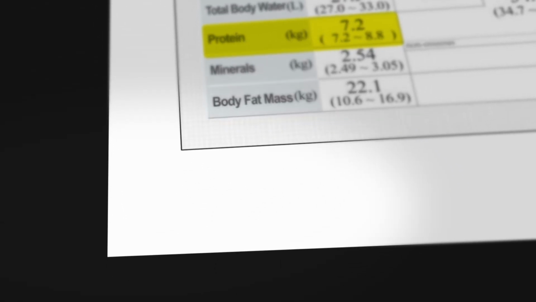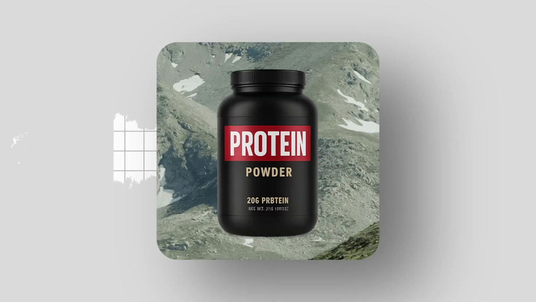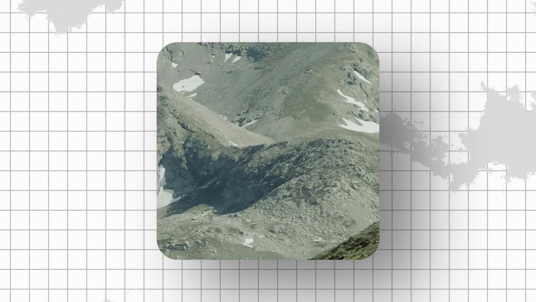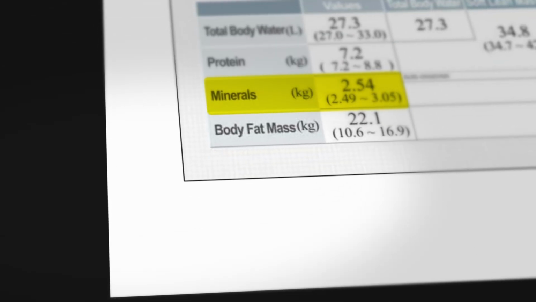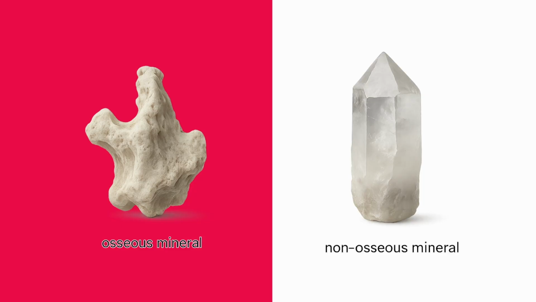If the protein is in deficit, then the person has to take a little bit of supplementation or has to focus more on the dietary protein intake. Also, in this case, muscle mass has to be increased very well. The third part is minerals. These minerals are a combination of osseous minerals and non-osseous minerals.